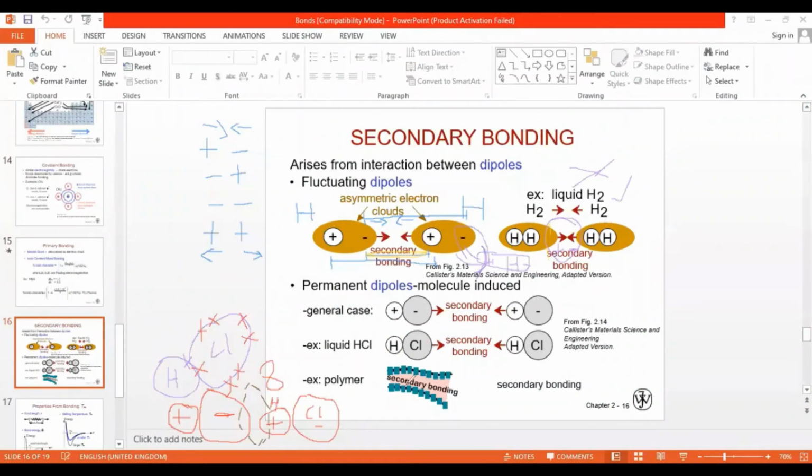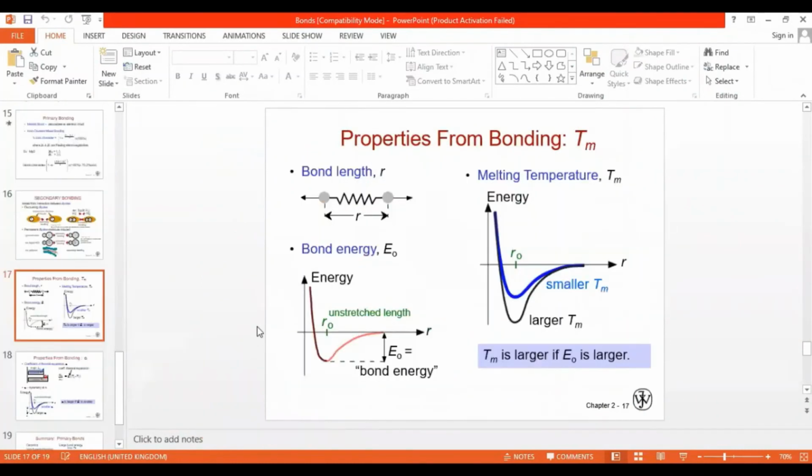Then we have polymer secondary bonding. About polymers, I have a complete chapter. Properties from bonding, right? There are certain properties which can be determined by the bonding, right? So we'll see them one by one.